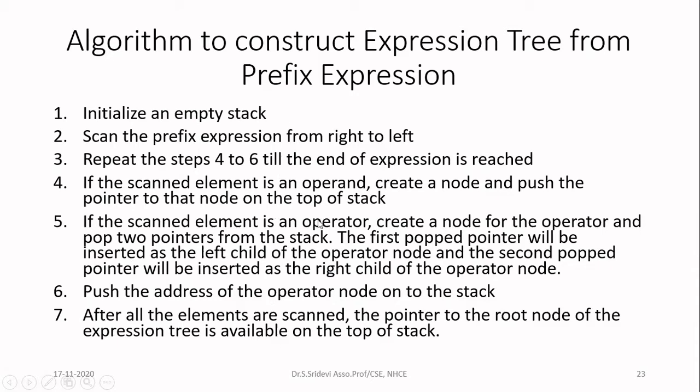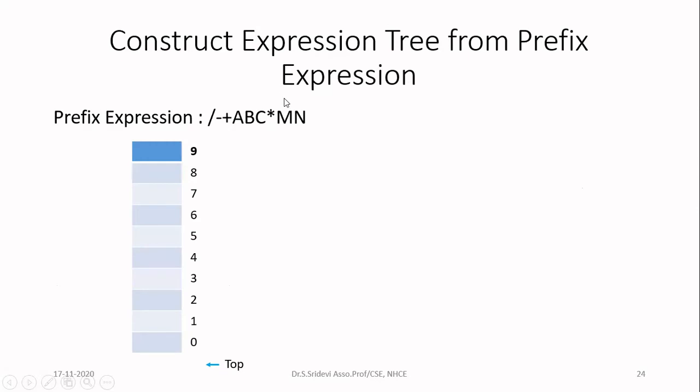So now let us see one example. I'm going to construct the expression tree from the prefix expression. First I'm creating a stack. Initially the stack is made empty, with top pointing to -1. Now I'm going to scan the expression from the right direction. I'll be moving towards the left.